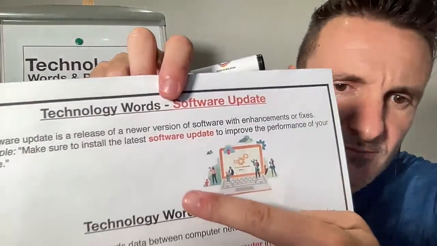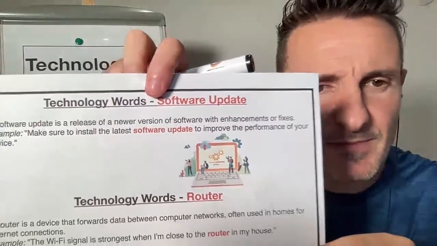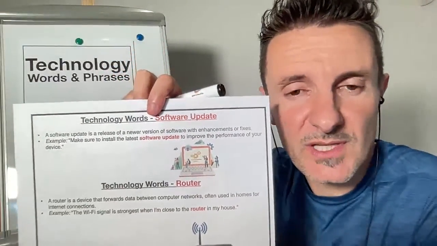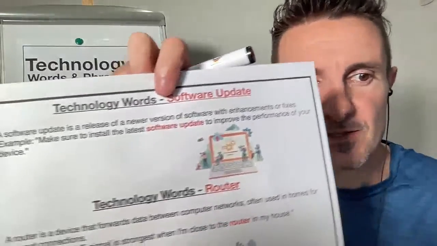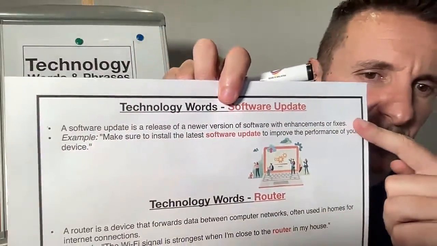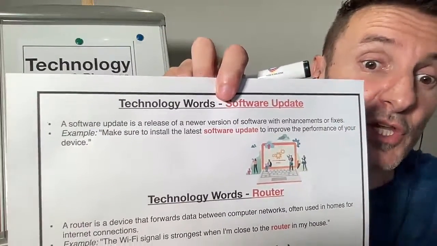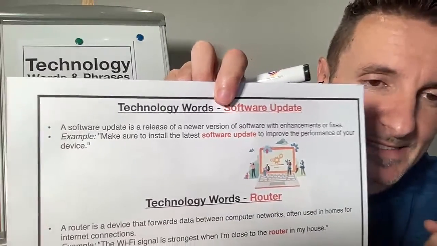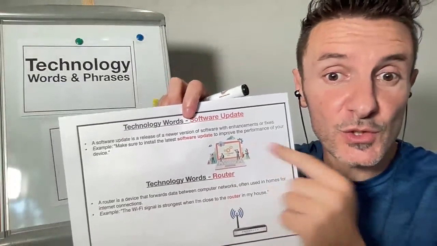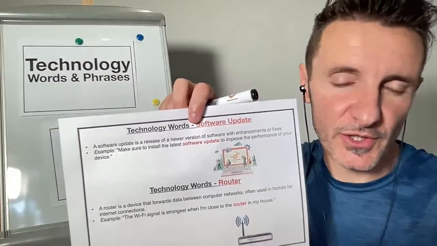Now here's a picture to help you understand what that could mean. All right, a software update. This is something you have to do on your phones and on your computers or laptops. Let's read the definition at the top. A software update is a release of a newer version of software with enhancements or fixes. That means new software that is better and faster than the old software.